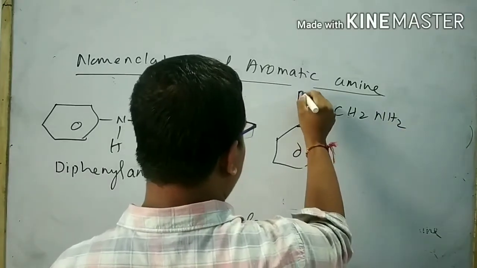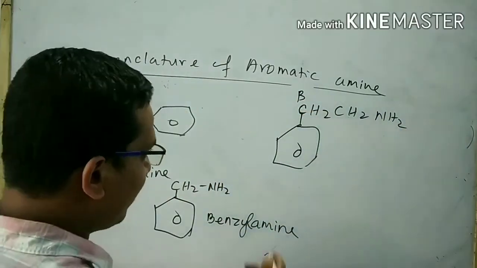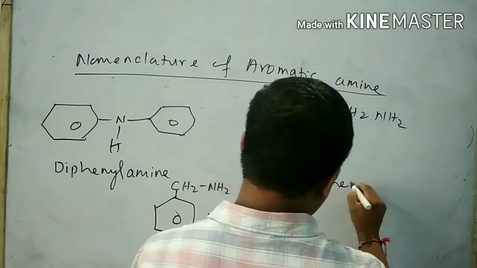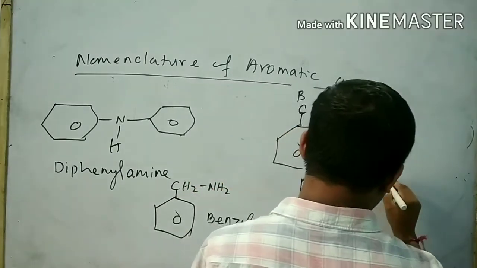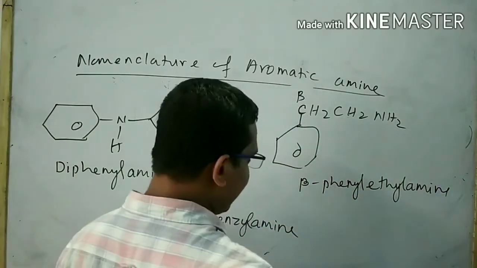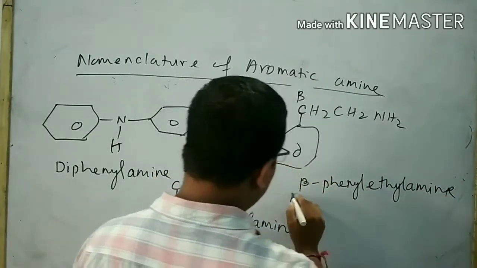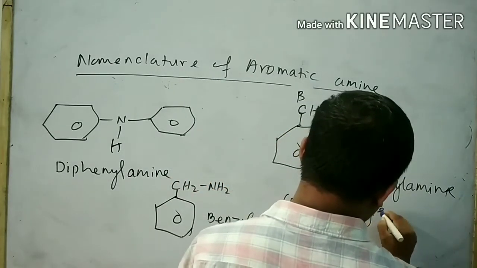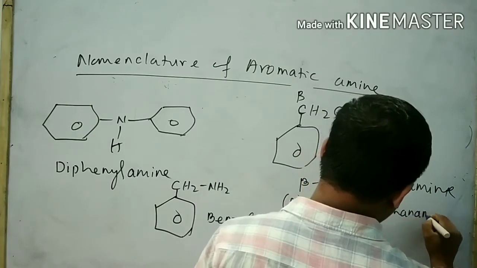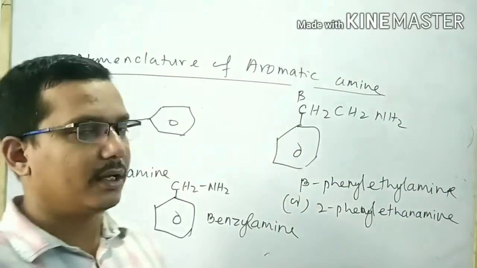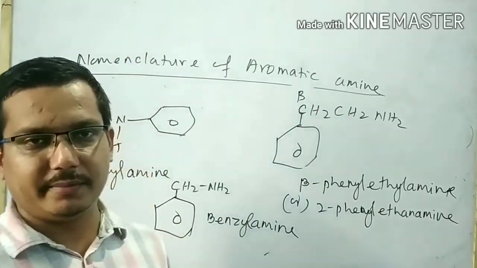This is the beta position. The name of this compound is beta-phenylethylamine, and it also has another name, 2-phenylethanamine. These are examples of aromatic amines and their names.